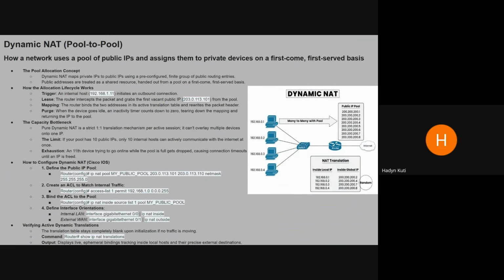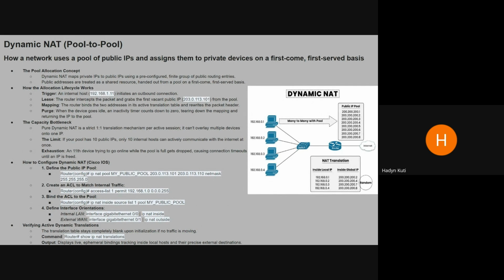Dynamic NAT. The pool allocation concept. Dynamic NAT maps private IPs to public IPs using pre-configured finite groups of public routable entries. Public addresses are treated as a shared resource handed out from a pool on a first-come, first-served basis. An internal host, like 192.168.1.11, initiates an outbound connection. The router intercepts the packet and grabs the first vacant public IP from the pool. The router binds the two addresses in its active translation table and rewrites the packet header.